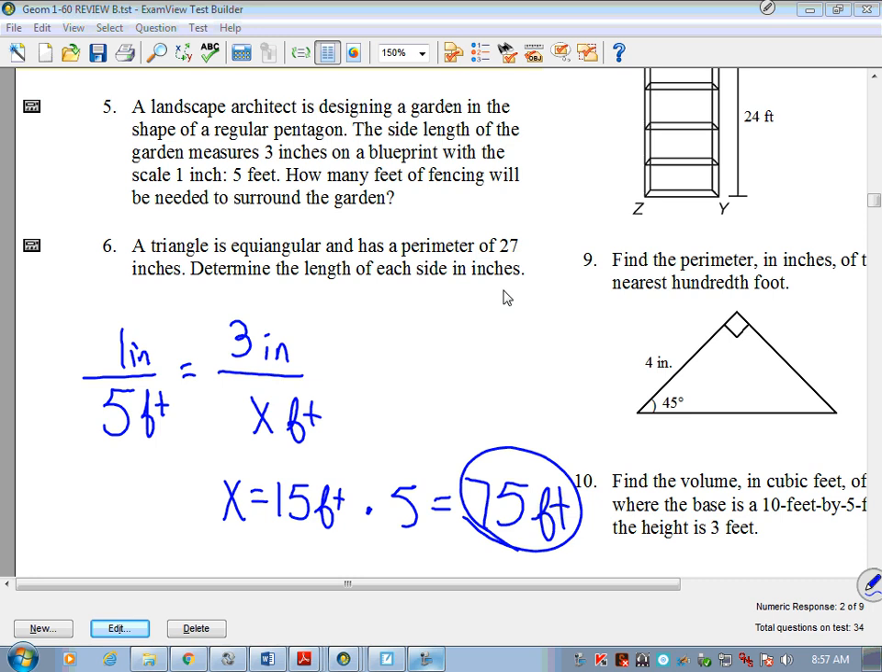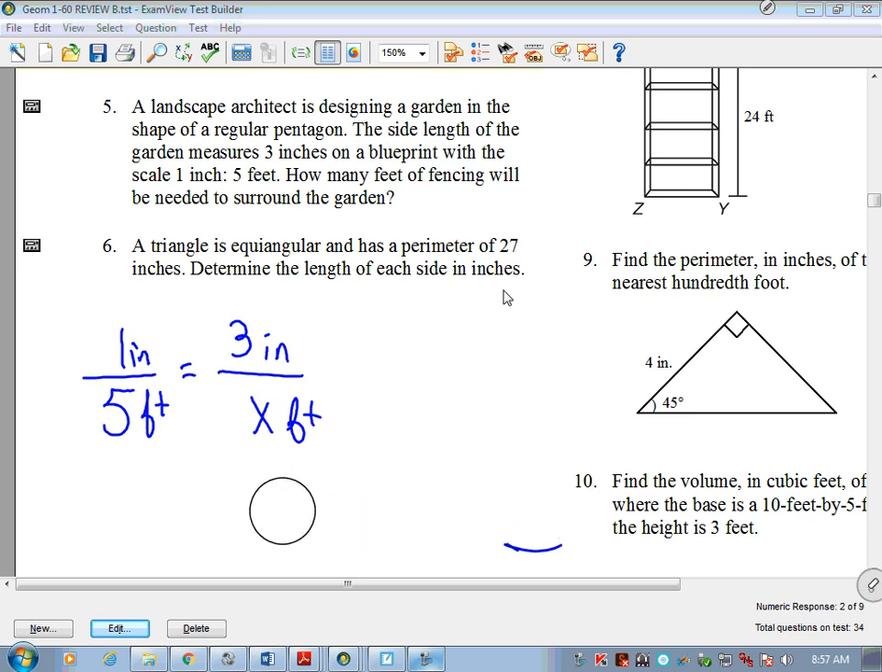Now, you could have done this a little bit differently if you wanted to. Because they're only giving me side length and ultimately what I'm looking for is perimeter, I could have taken 3 and multiplied it by 5 right off the beginning and gotten 15 inches, and taken 5 times 15 divided by 1, and I still would have gotten x equals 75 feet. And you don't have to convert. Your inches will cancel out and you'll be left with feet there.